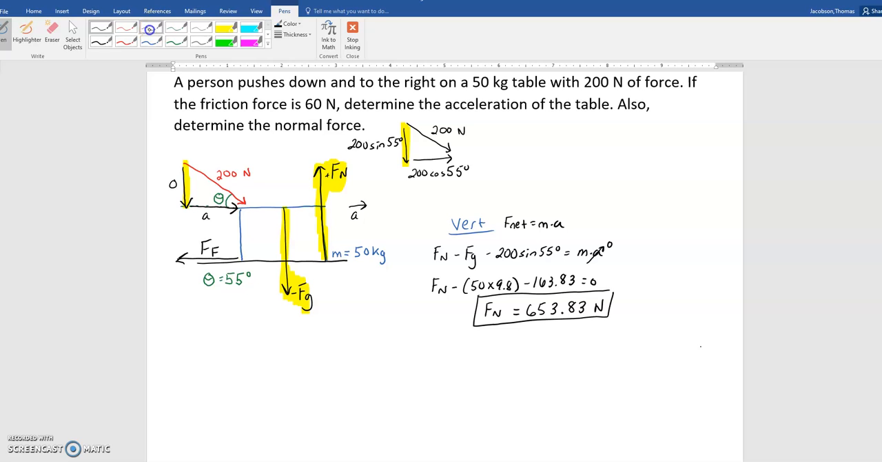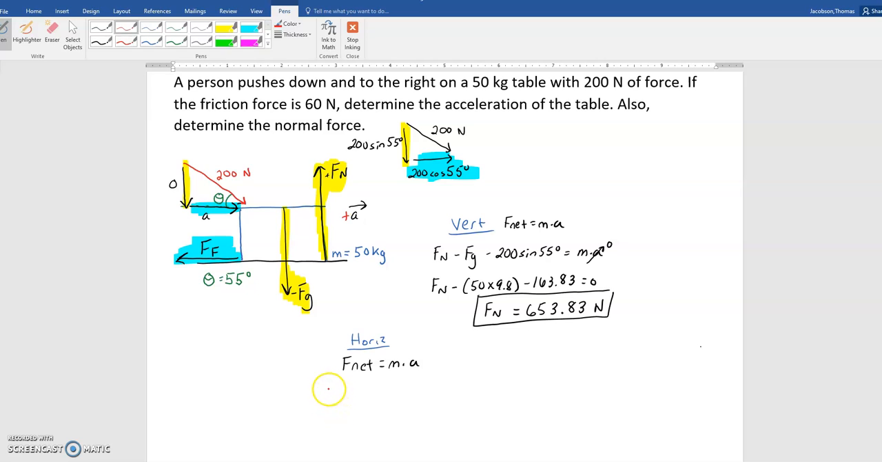All right, so now I'm going to go ahead and do the problem horizontally. So I'll just write horizontal. And I'll start off F net equals m times a. And now I look, and I'll use a blue highlighter, and I look for the forces going left and right. And in this case, it's that force, and it is the pushing force, the horizontal component, which is actually this right up there.